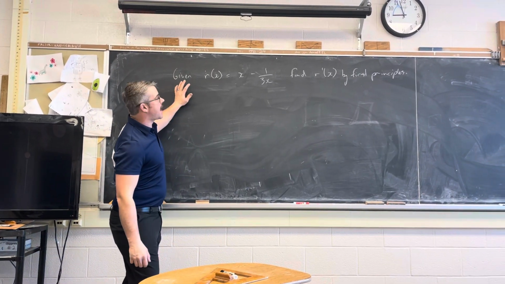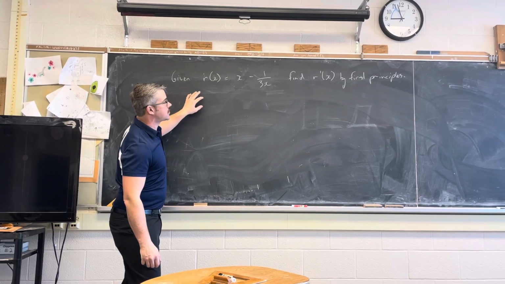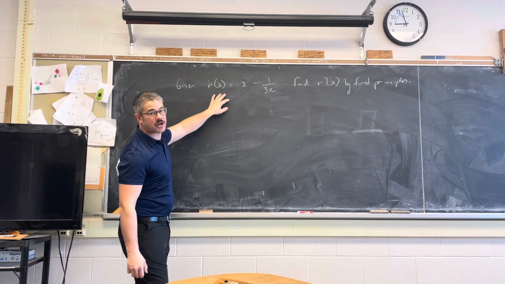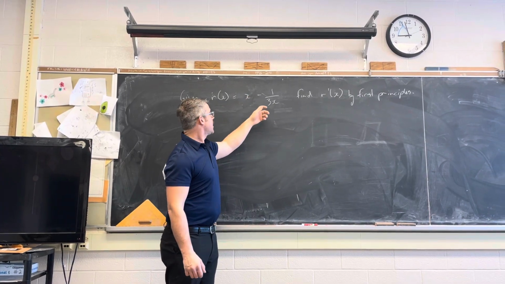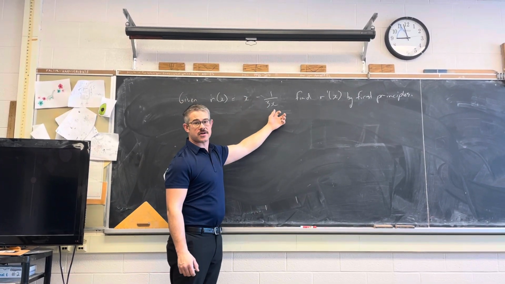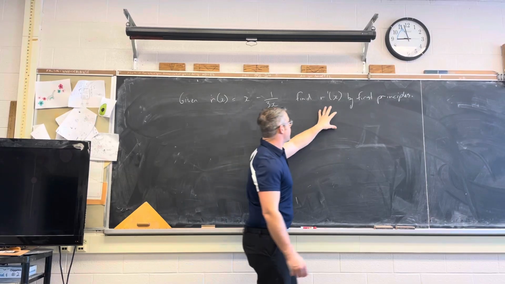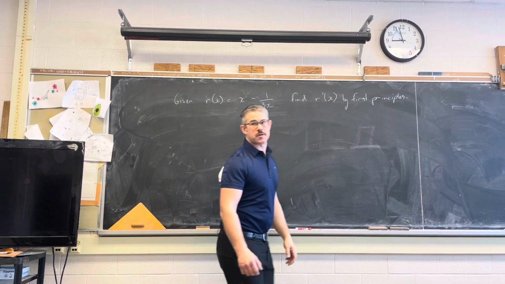We're taking a look at doing some derivation from first principles. So we have a function r of x, and it's a combination function, so it has a couple of different components. It has a linear component, and then it has a nonlinear rational component. And then we're finding the derivative of it from first principles.